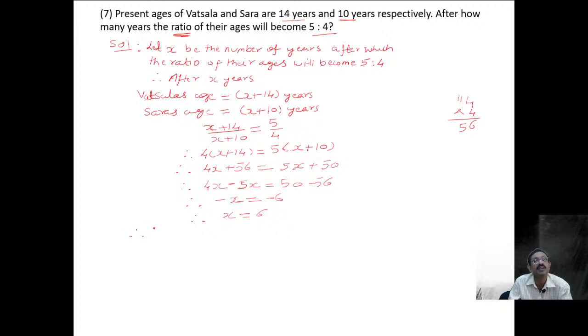Therefore, final answer we write. Therefore, what value we got for x? 6. Therefore, after 6 years, the ratio of their ages will become 5:4. So we saw how easy this problem is. When we have the present ages with us, we have to just find that after how many years that ratio will become 5:4. Let's move on to the next problem.